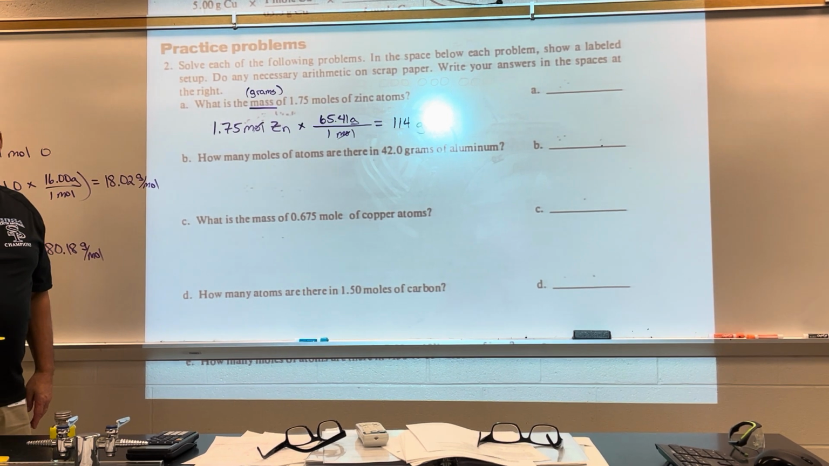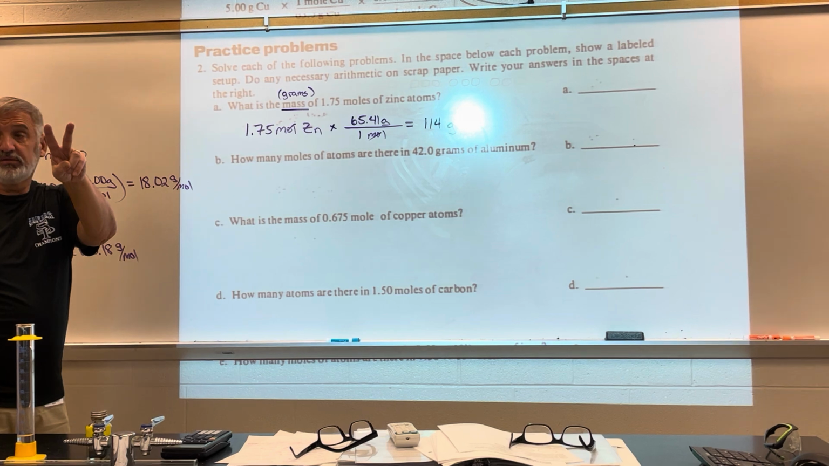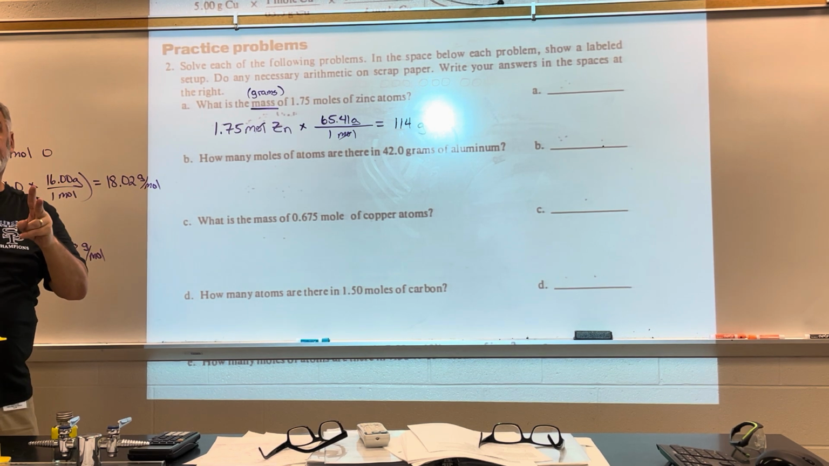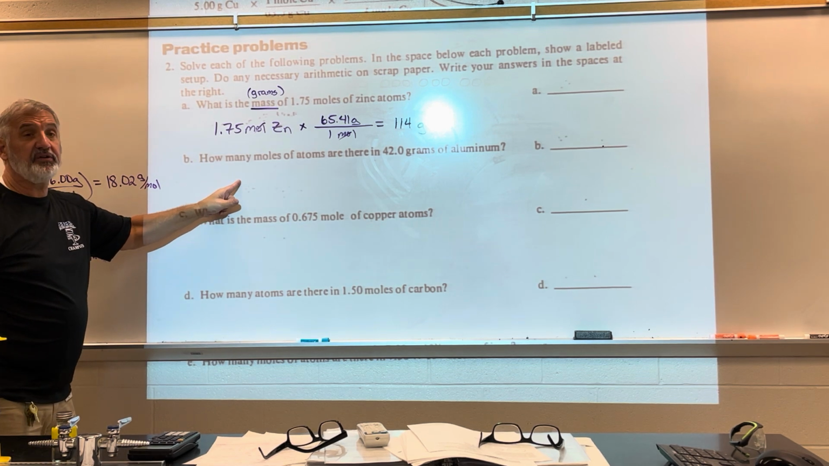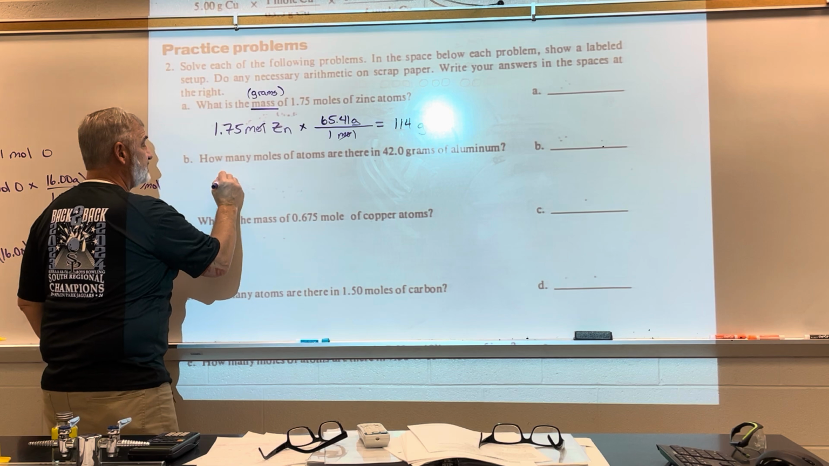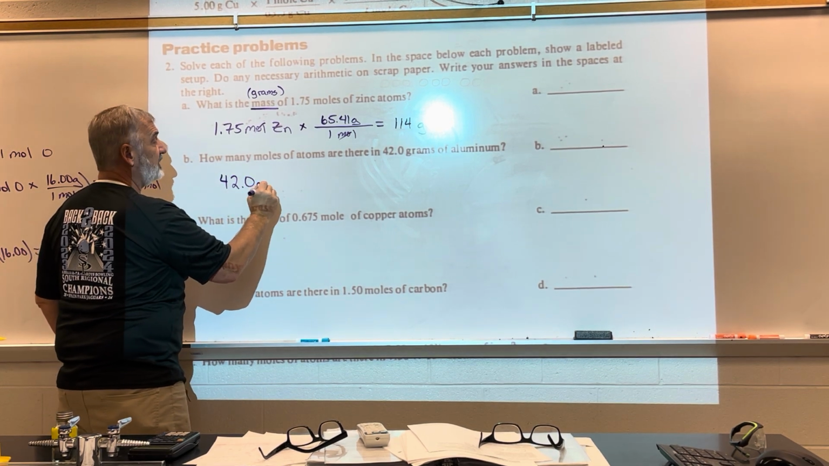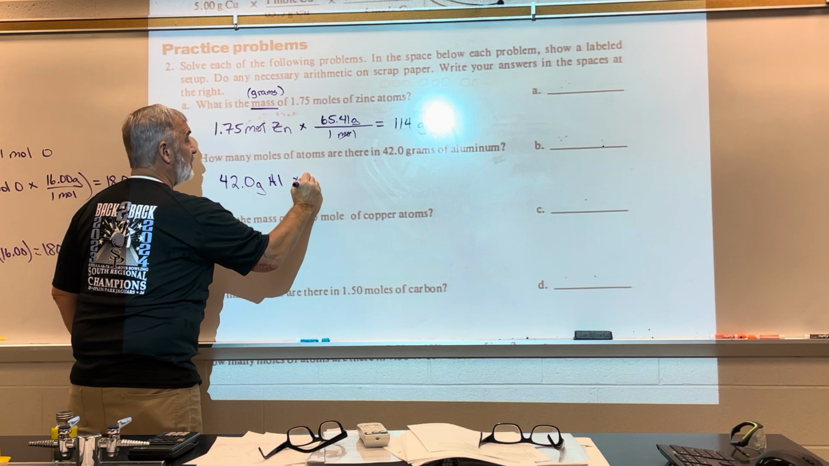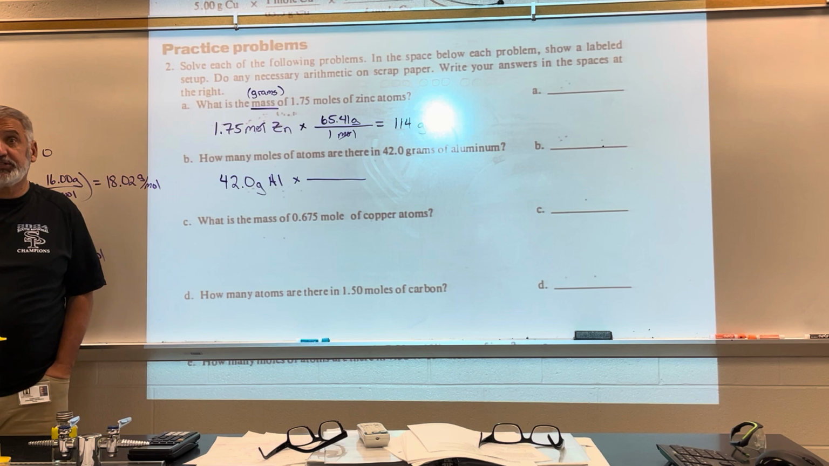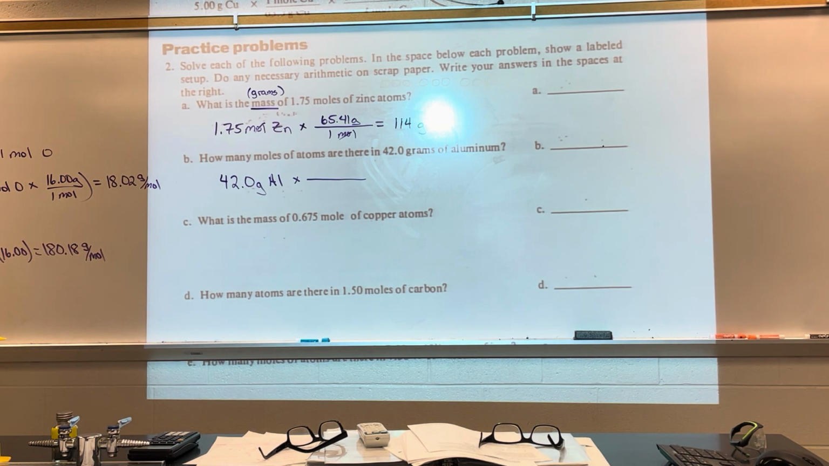You have two conversion factors only. Atoms to moles with Avogadro's number, grams to moles with the atomic mass off the periodic table. So what would we do on this one? You would start with 42 grams, and it's going to be of aluminum. So what do I know has to go on the bottom right here? Grams. What's the only conversion factor that has grams? Grams to moles, the molar mass, right?